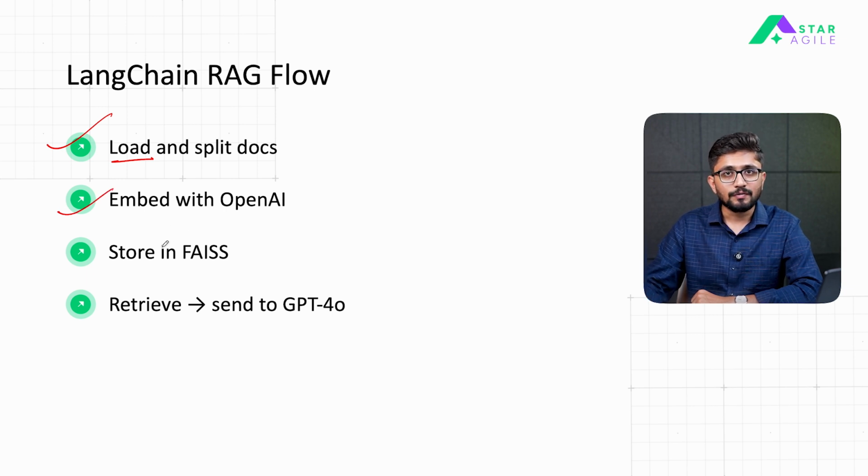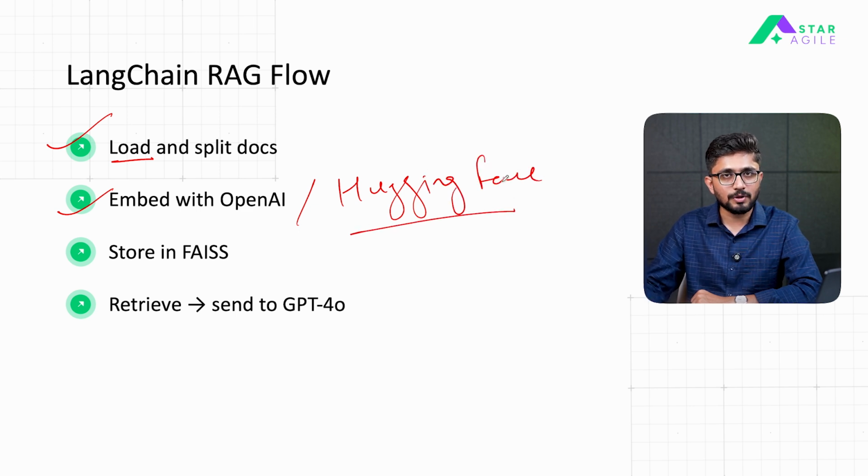For embedding, we can use different embedding models. You can either use OpenAI models or you can also use Hugging Face models. Any of the two can be used. For our demonstration, we'll be using Hugging Face for embedding these different documents. Finally, once these documents have been embedded, we are going to store them inside our vector store, which is going to be created using FAISS.